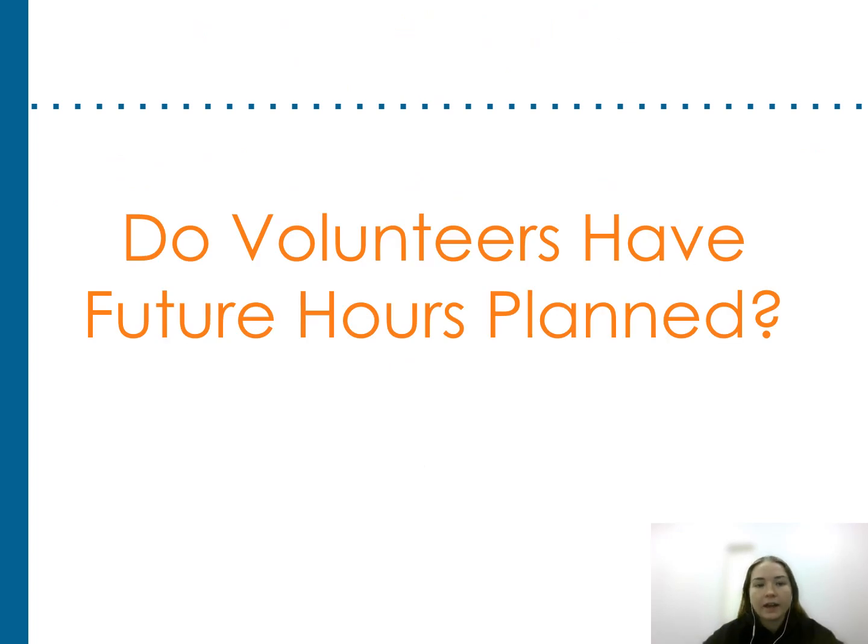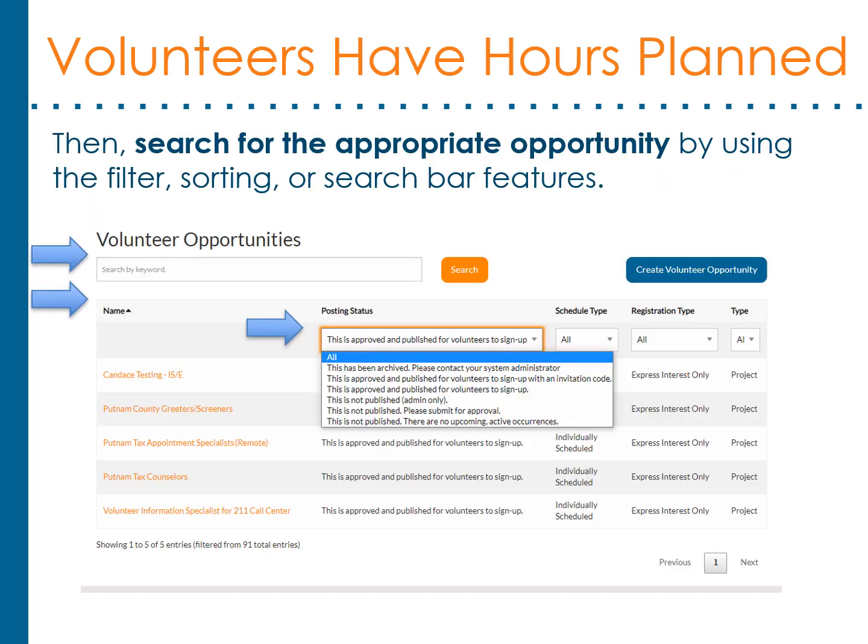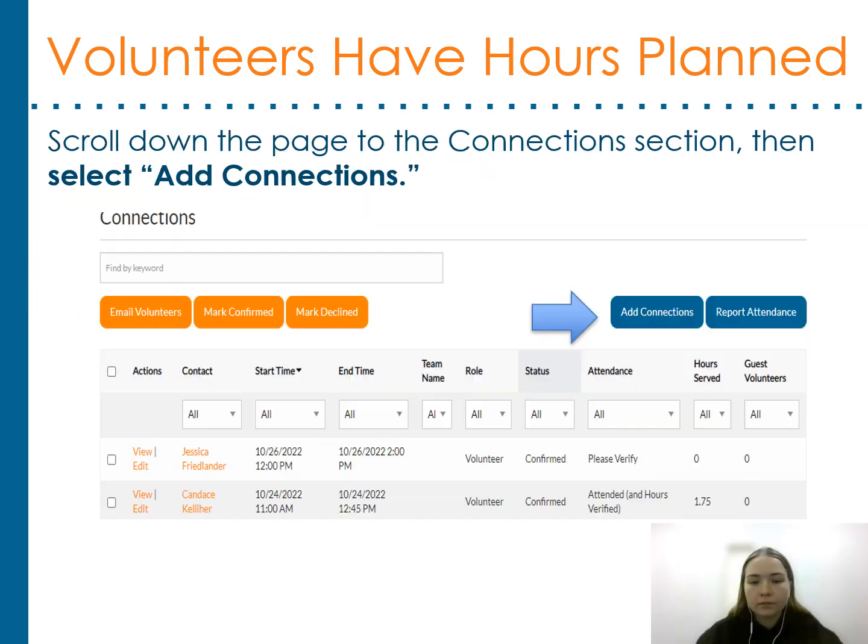If volunteers have hours planned, you can still create those connections and dates in the portal. To report attendance for volunteers that have hours planned, you'll first want to navigate to the Volunteer Opportunities tab on the left side of the screen. Find the opportunity using the search bar, sorting, or filtering features. Your next step is to scroll down the page to the Connections heading, then select the Add Connections button on the right side of the screen.